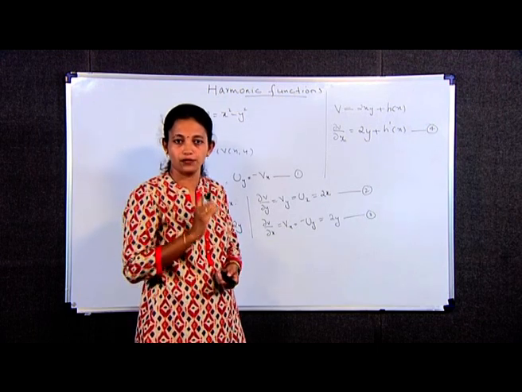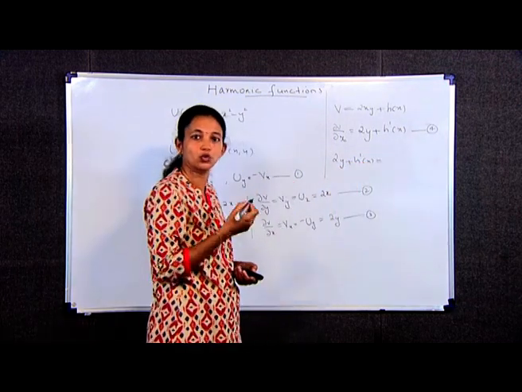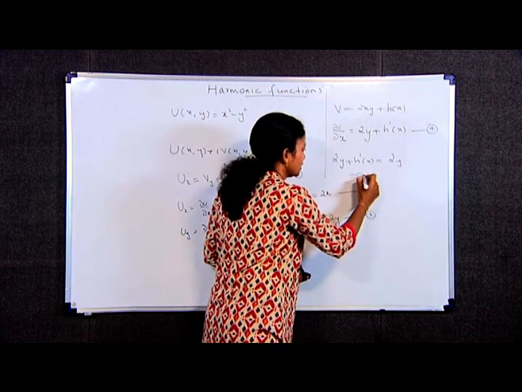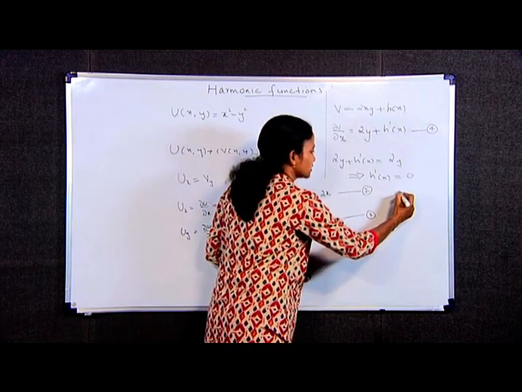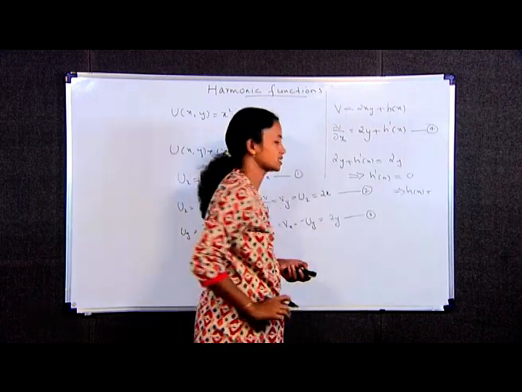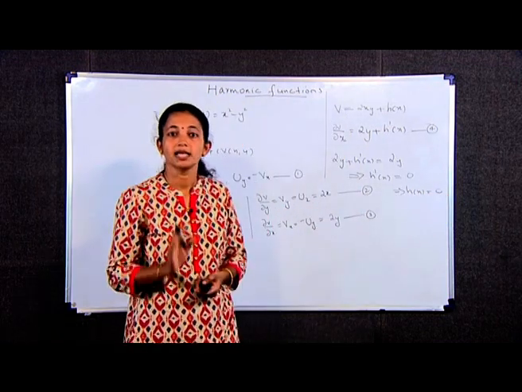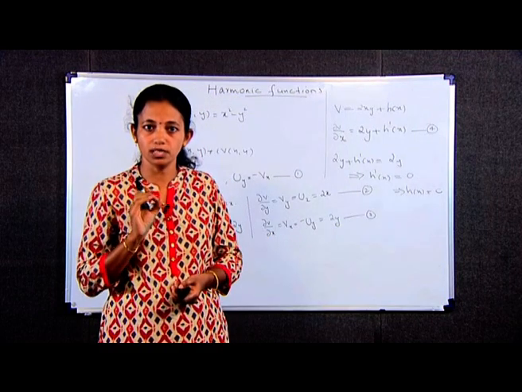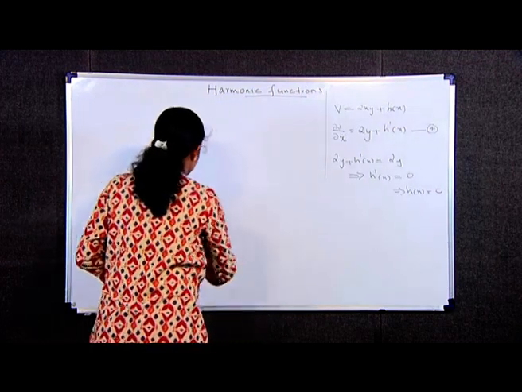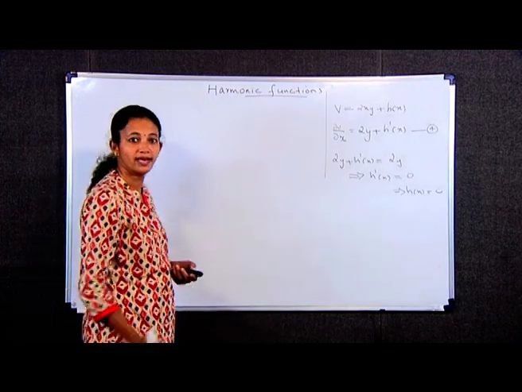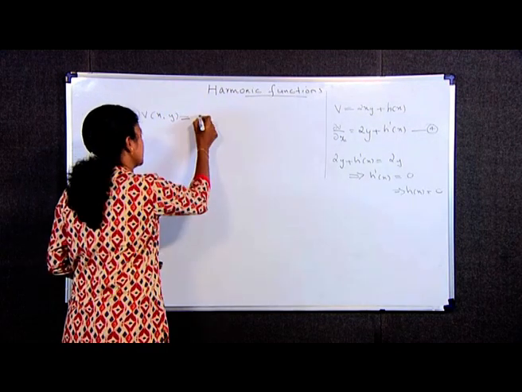Using equations 3 and 4 gives 2y plus h dash x, which is again equal to 2y. So, from this we get h dash of x is equal to 0. Therefore, h is equal to some constant c. Hence, the harmonic conjugate of the given u is given by v(x,y) is equal to 2xy plus c.